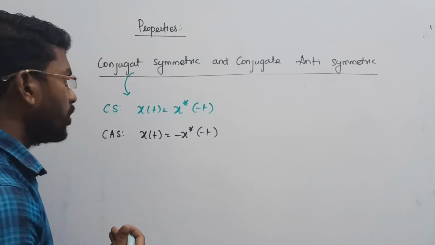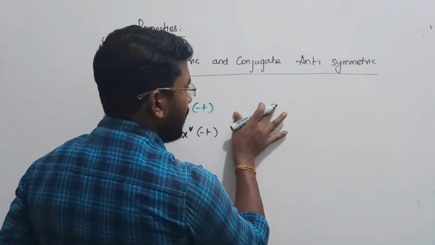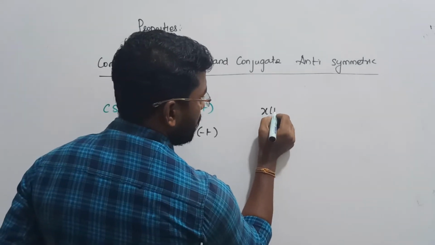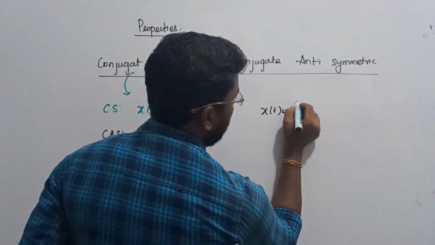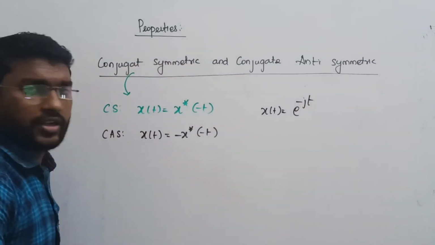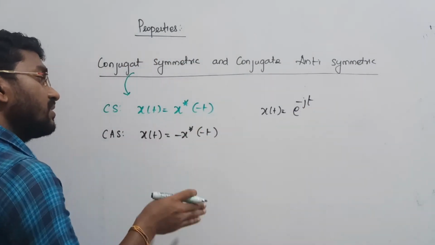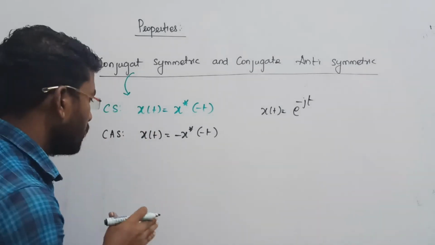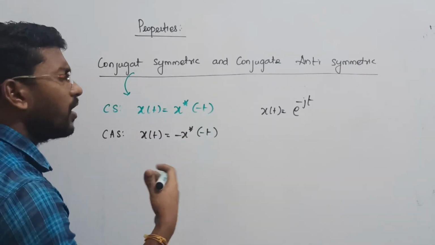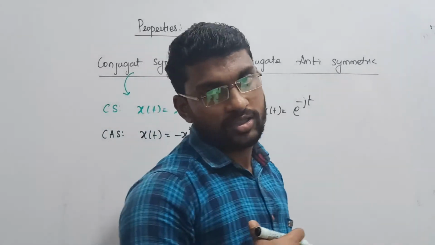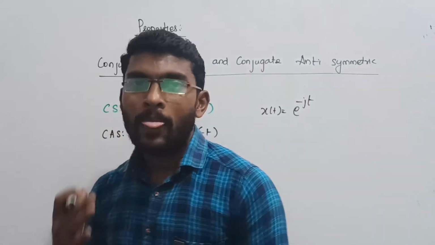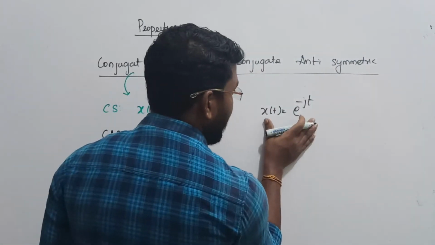Next, for an example I will take a function here. The given function is x of t equal to e power minus jt. That is a function, right? Now the question is to find whether the given signal is conjugate symmetric, or conjugate anti-symmetric, or neither conjugate symmetric nor conjugate anti-symmetric. If they ask such a question, how will you proceed further? Let us proceed. x of t is given.